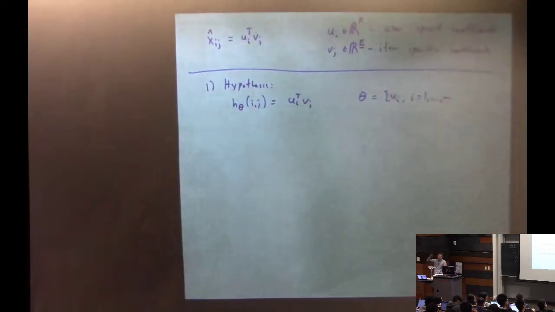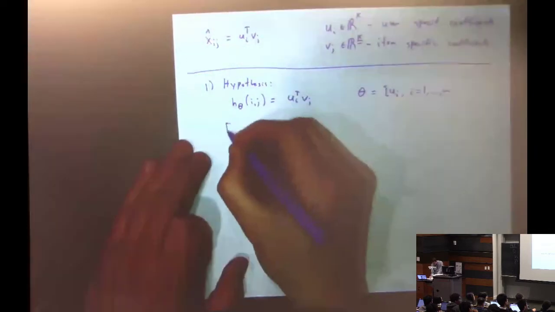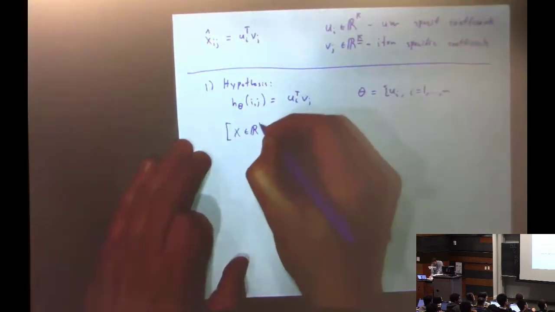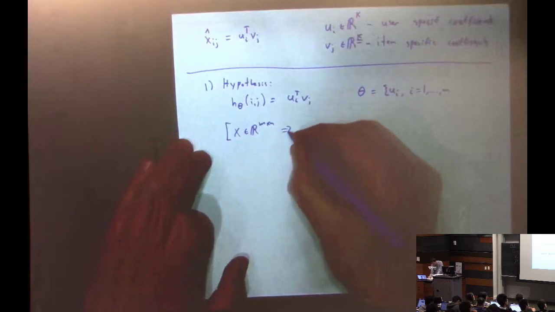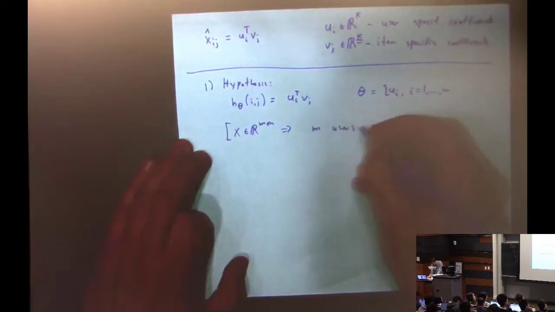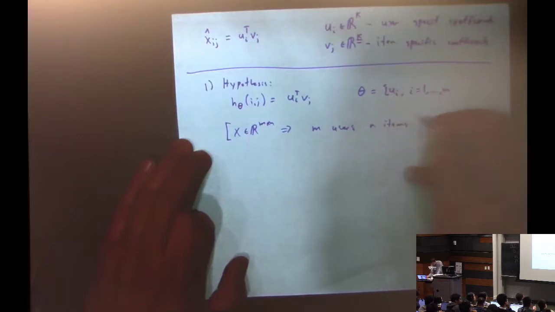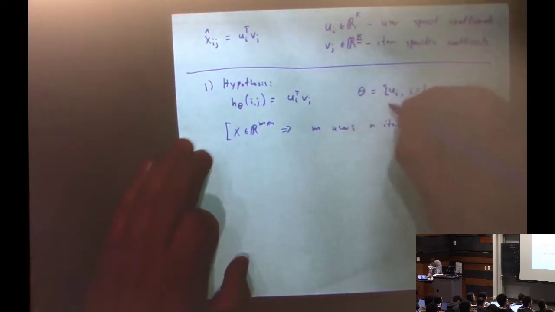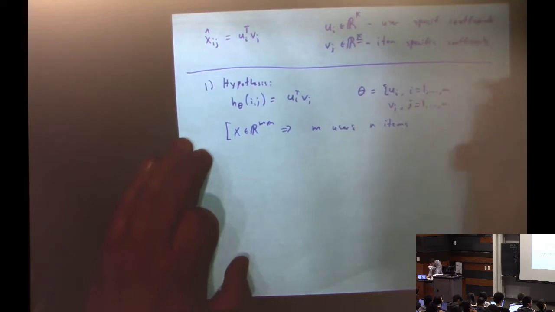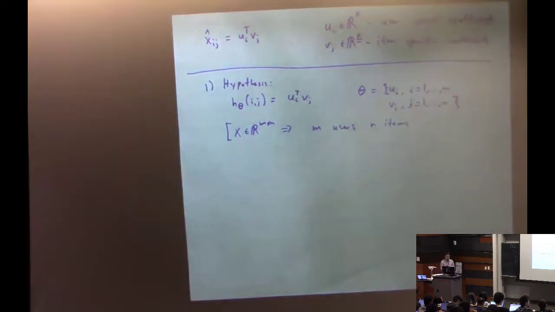In our big matrix, we're assuming our matrix X is m by n here. So that means we have m users and n items. I should make that explicit. So X here is m by n. That means m users and n items. Okay, and our other set of parameters is going to be these vj terms, from j equals 1 to n. So that's our hypothesis. That's where we're going to make our predictions.